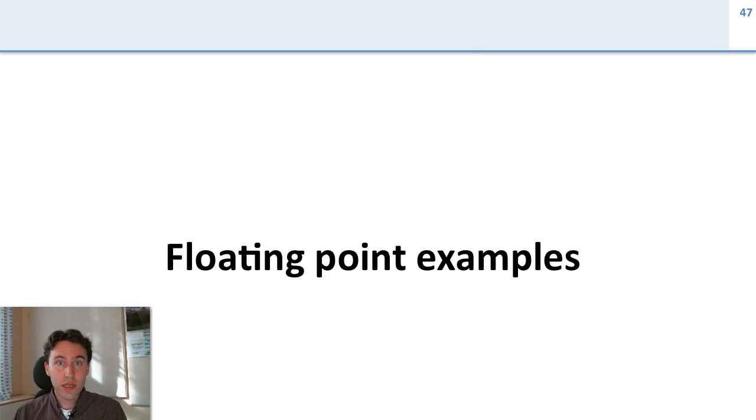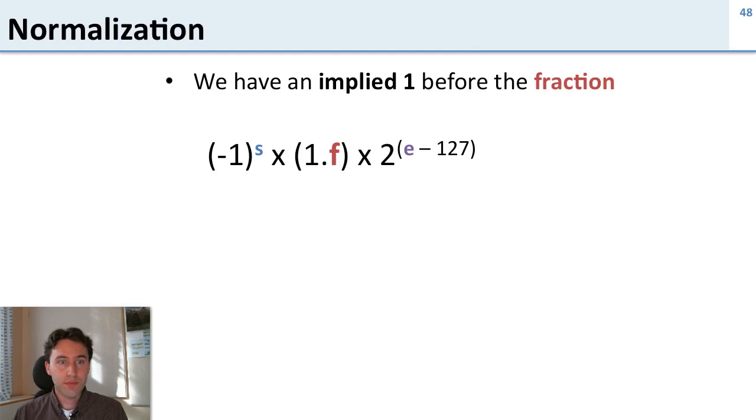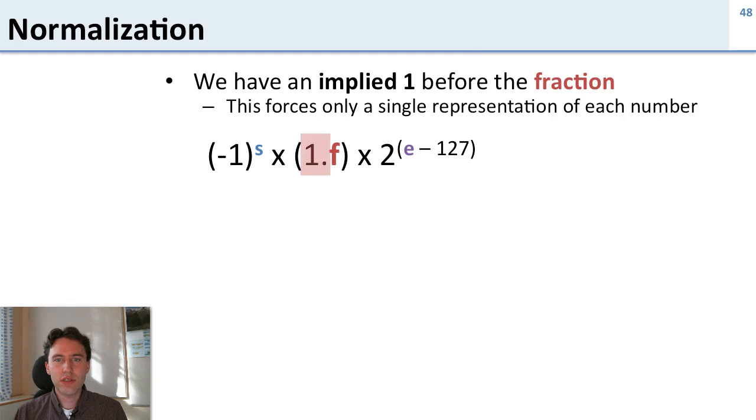Now let's go through some examples of floating point numbers. So let's talk about normalization. We mentioned that there's an implied 1 before the fraction. That's this 1.f right here. And why is that there? Well, I told you it's because it forces only a single representation of each number. And as we saw from the sign magnitude discussion, having a single representation is generally good.